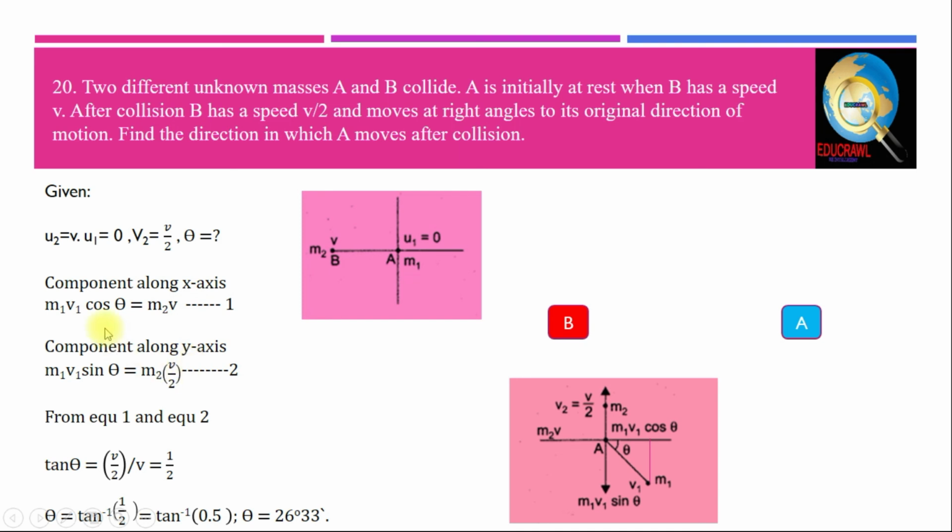Here we need to find the angle theta, so we divide equation 2 by equation 1. The m1 v1 in the numerator and denominator on the left side get cancelled. Sin divided by cos is tan theta, and on the right side m2 and v get cancelled. So tan theta is equal to 1/2. Theta is tan inverse of 1/2, which is tan inverse of 0.5. The value is theta equal to 26 degrees 33 minutes.